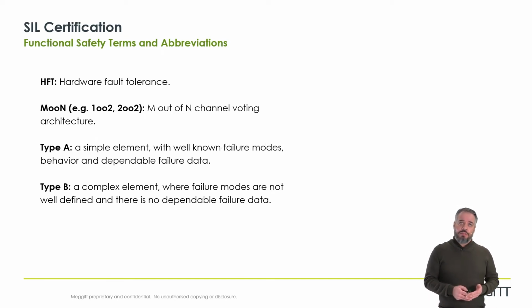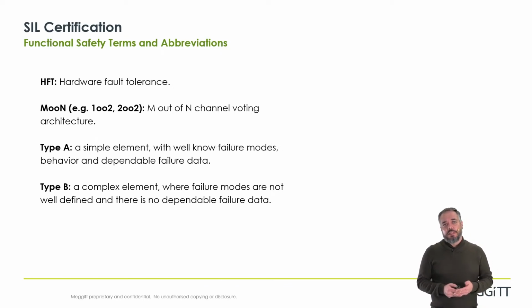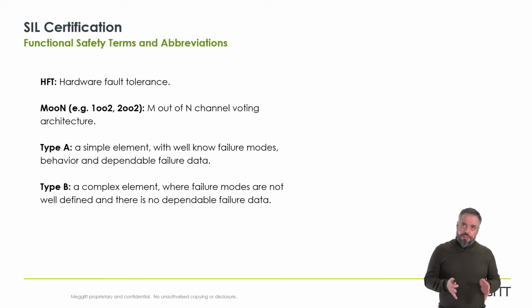A HFT of 1, for example, means that even in the presence of one hardware fault, it will still work. You can think of it like redundancy, but be careful because technically it is not exactly the same thing. Talking about architecture, we have also the notion of M out of N channel voting architectures. This means that we have a system composed of N devices, executing the same function, and the decision is made by majority voting of M devices.